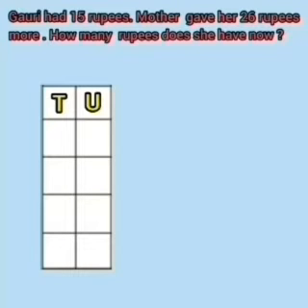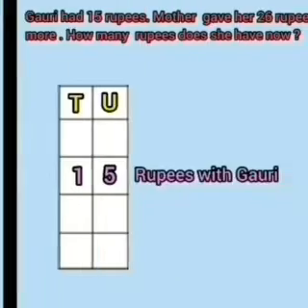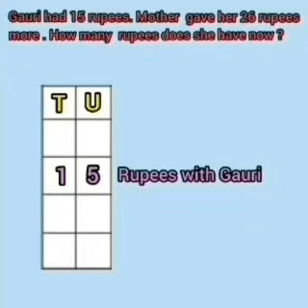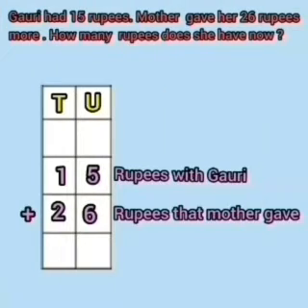Gauri had 15 rupees. 5 we will write in the units place. 1 we will write in the tens place. So 15 rupees with Gauri. Then we will put a plus sign. Mother gave her 26 rupees more. So 6 we will write in the units place. 2 we will write in the tens place. 26 rupees that mother gave her.